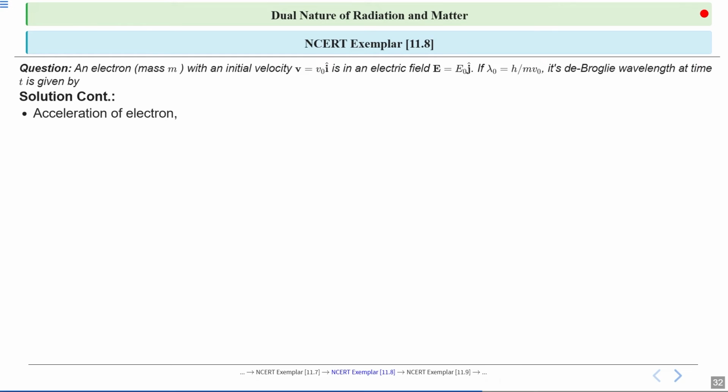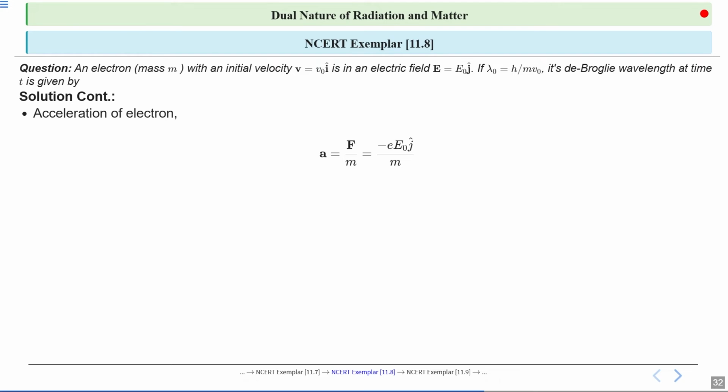Okay, so let's talk about the acceleration of the electron. Remember, when a charged particle like an electron is placed in an electric field, it experiences a force. This force causes it to accelerate. So the acceleration a is given by F upon m, and F we have calculated. F is the force and m is the mass of the electron. The force on the electron in an electric field is F equal to minus e E naught j cap, and we are dividing it by m to find the acceleration, where e is the charge on the electron and E naught is the strength of the electric field.